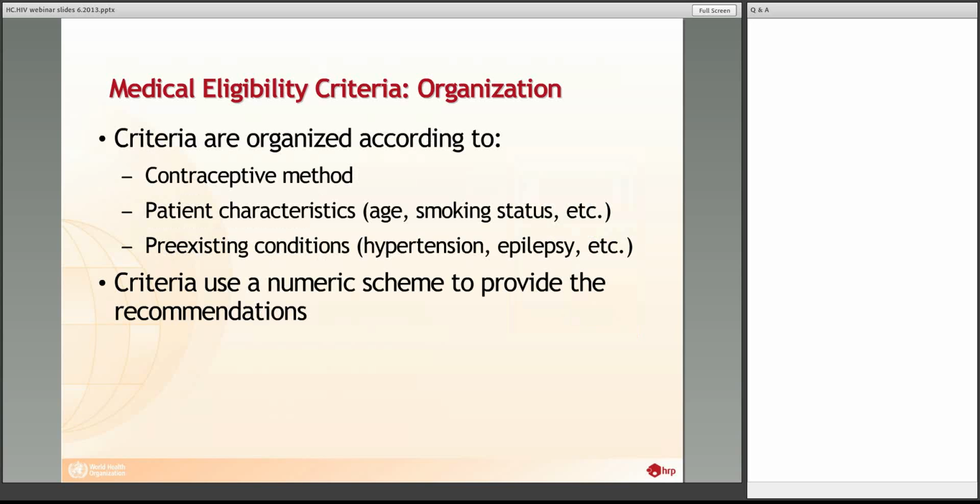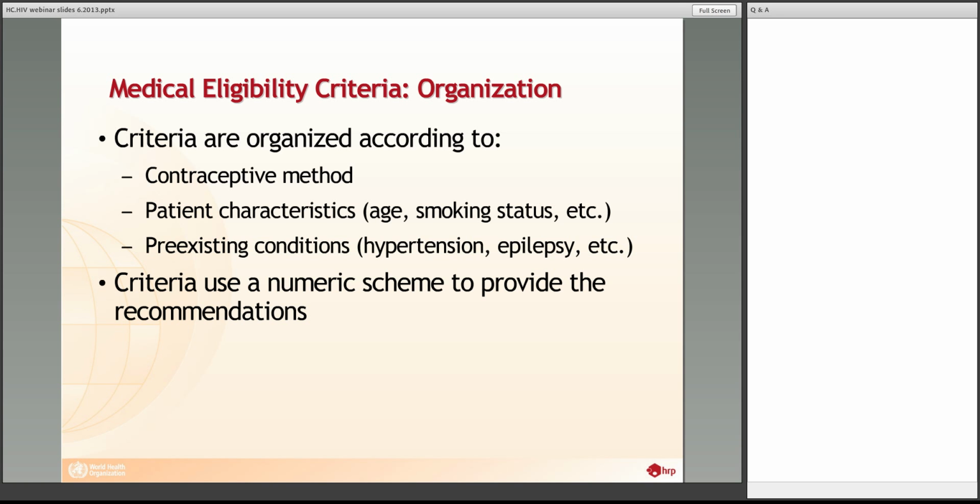So the organization of the MEC, everything is organized by contraceptive methods. So there is a section on combined hormonal contraceptives, which includes oral contraceptive pills and combined injectable contraceptives. And then within each of those sections, it's split up by patient characteristics and pre-existing conditions. So patient characteristics would be something like age, whether they're a smoker, whether they're at high risk for HIV, and then pre-existing or medical conditions would be something like hypertension, epilepsy, living with HIV. And the criteria use a numeric scheme to provide the recommendations. Next slide, please.